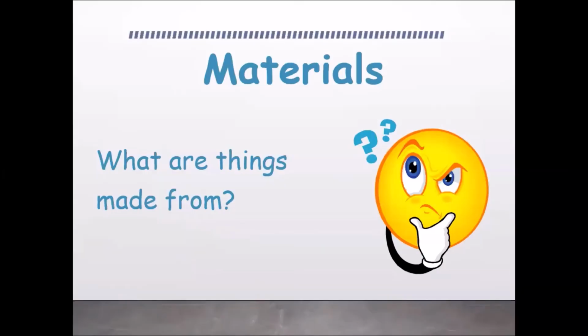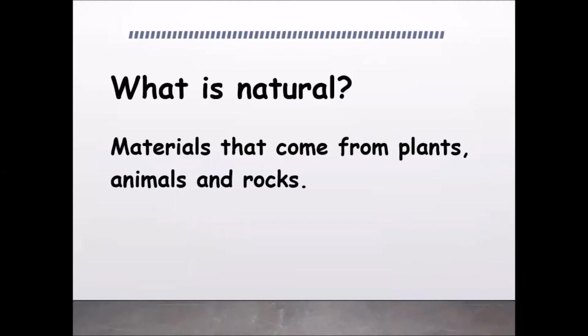Okay, as we said before, we are talking about materials. What do we mean by materials? Materials are what things are made from. The main thing is made from a material. For example, the door is made of wood, right? The hammer is made partly of wood and partly of metal. So the material is the thing which the main thing is made from.